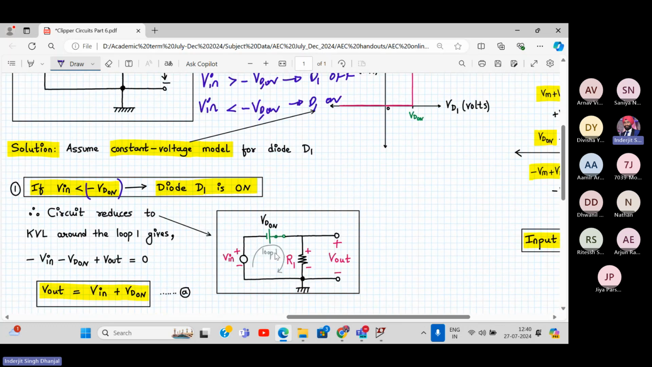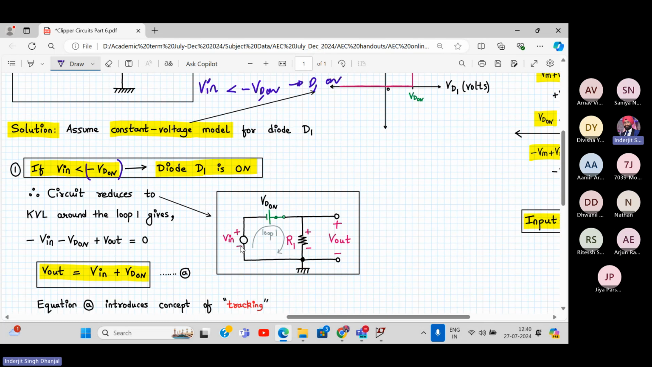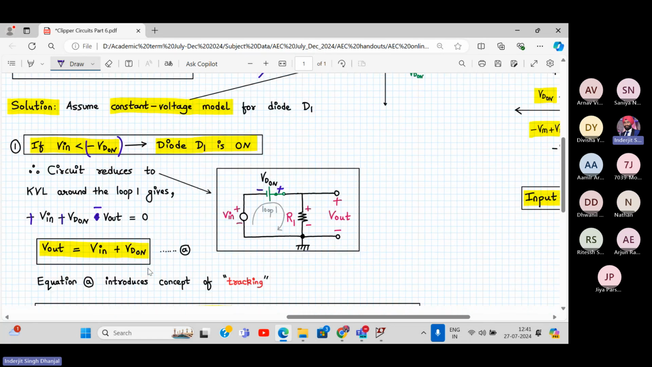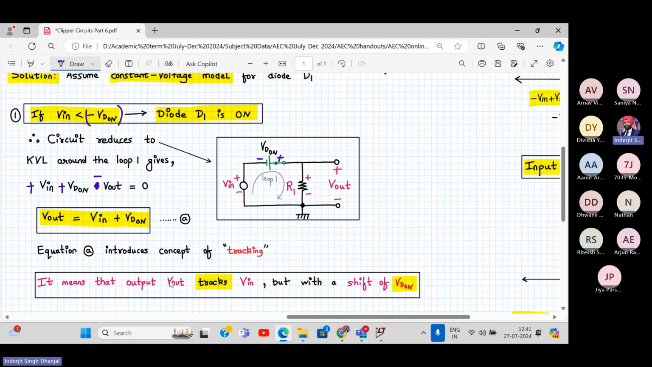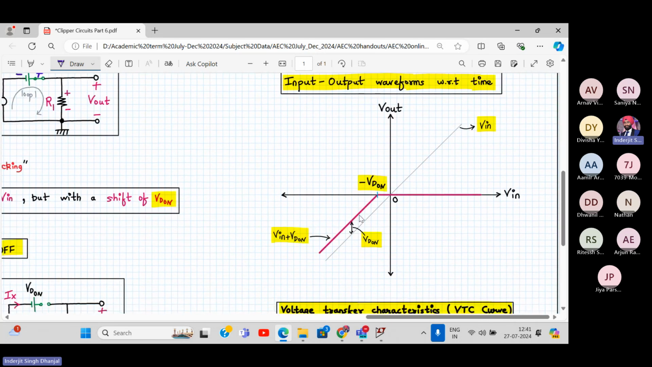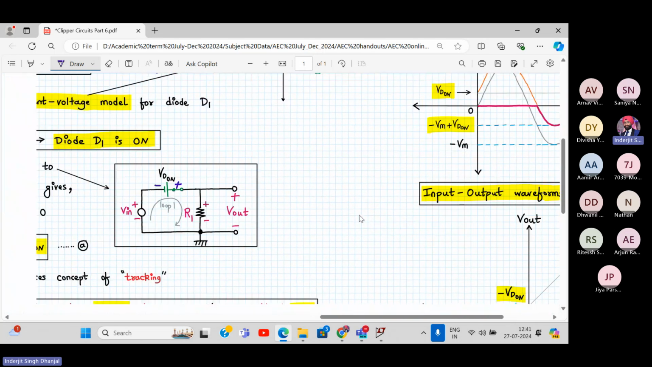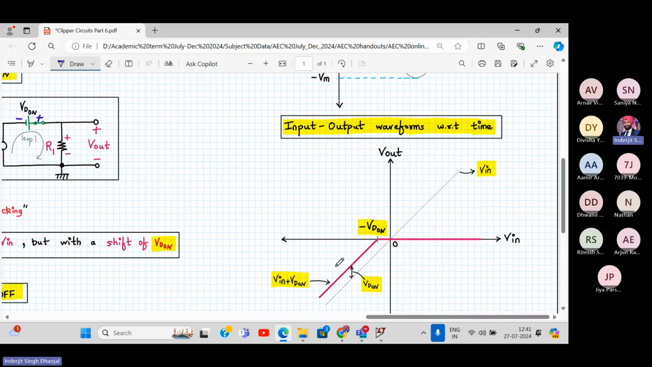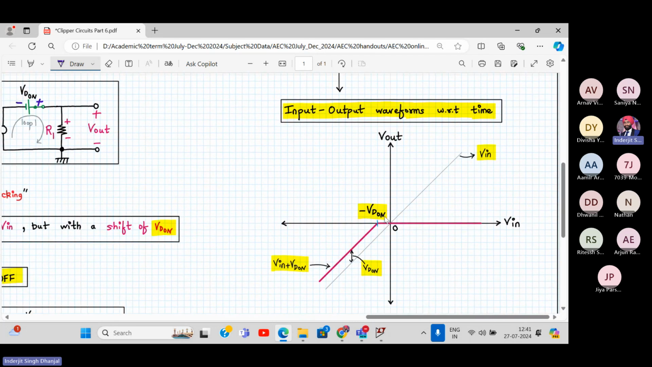The circuit will reduce to this network. Now the KVL around the loop will be, here it will be plus V in, here it will be minus VD on and minus V out. Okay, so V out will be equal to V in plus VD on. Again, there will be a concept of tracking. Your output will track the input, but with a shift of VD on. Now this shift is above. So here is the shift here like this.